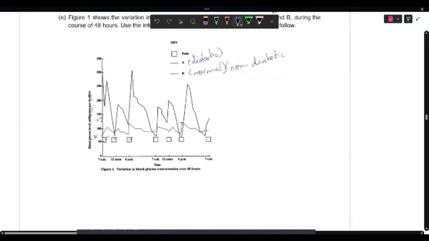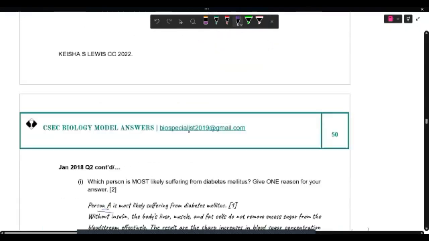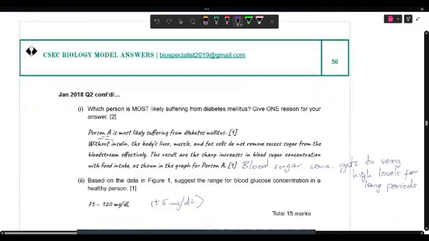see here, right? The highest for the normal person is 125. But for the majority of the time, for person A, the blood glucose levels are much higher than 125. It tends to be far above 125 on a regular basis. So that tells us that, okay, this person is diabetic.